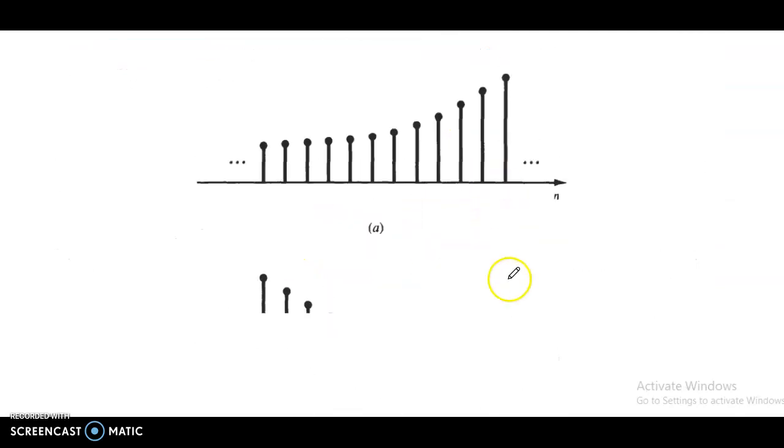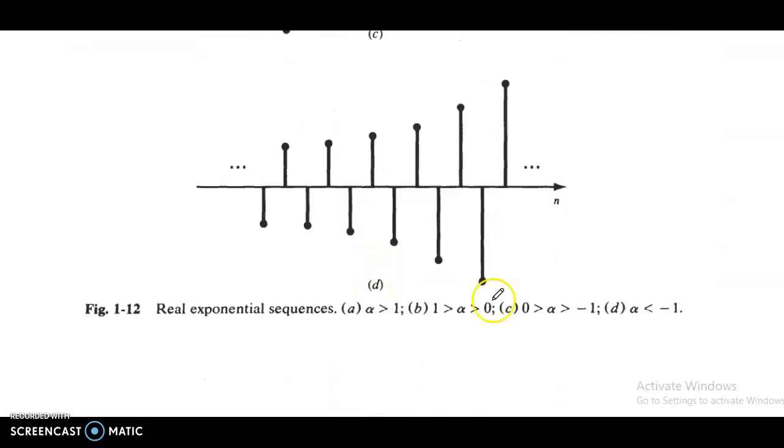Figures A, B, C, D: real exponential sequences. A, alpha is greater than 1. B, 1 is greater than alpha, alpha is greater than 0, which means alpha is in between 1 and 0. C, 0 is greater than alpha, alpha is greater than minus 1, which means alpha is in between 0 and minus 1. Here in D, alpha is less than minus 1.